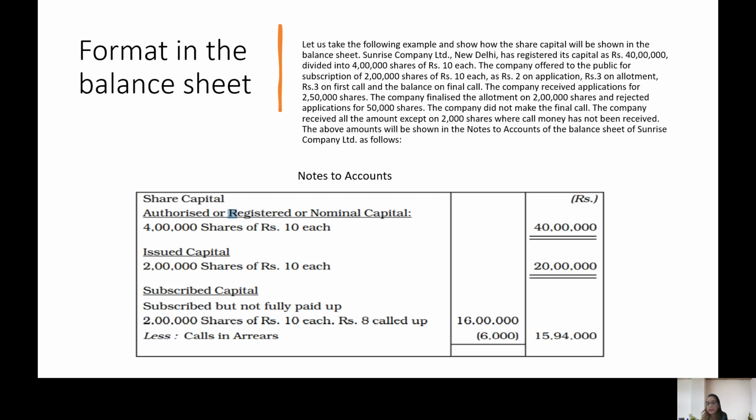So it becomes 16 lakh, but out of it a few shareholders have not paid the money. Like the company received all the amount except on 2,000 shares where call money has not been received. So upon these 2,000 shares, the company has not received 3 rupees on the first call. So 2,000 multiplied by 3 becomes 6,000, which is called up arrears. So it will be deducted out of it. So 16 lakh minus 6,000 becomes 15 lakh 94,000. Right? So this is subscribed but not fully paid up capital.